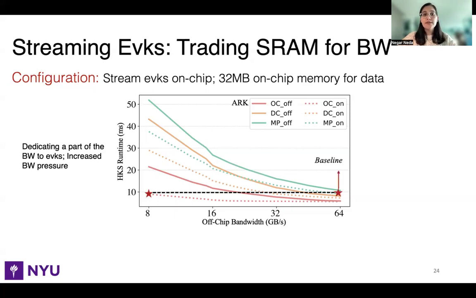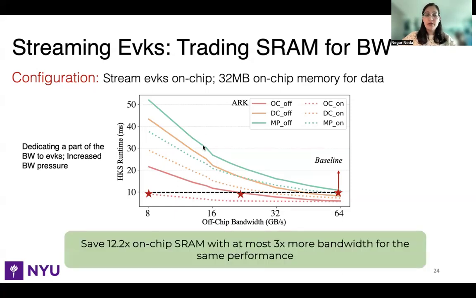So if we used to get the same performance as the baseline with 8 gigabytes per second, now we need a slightly higher bandwidth to get the same performance. The takeaway of these results was that we can save 12 times on-chip SRAM with at most 3 times more bandwidth for the same performance.